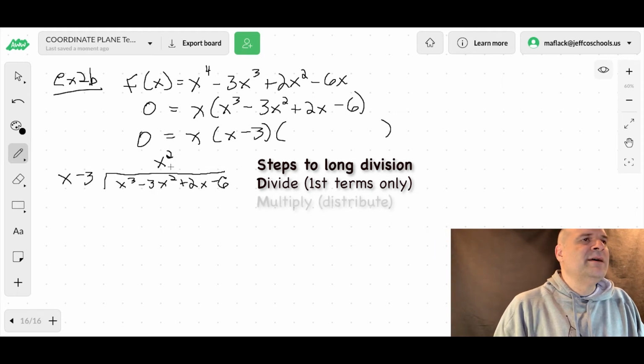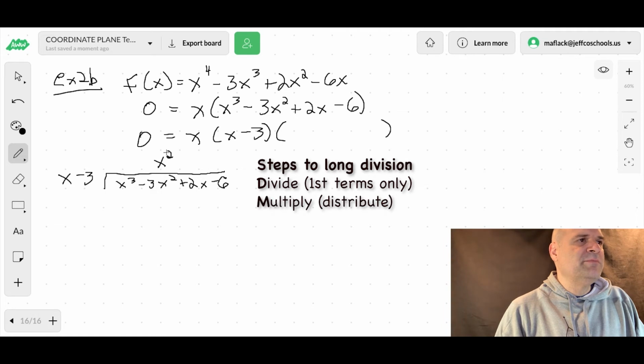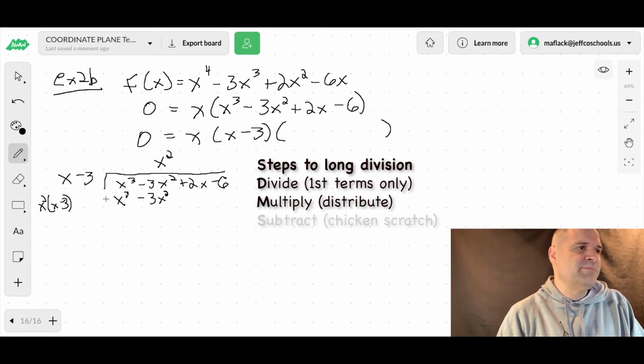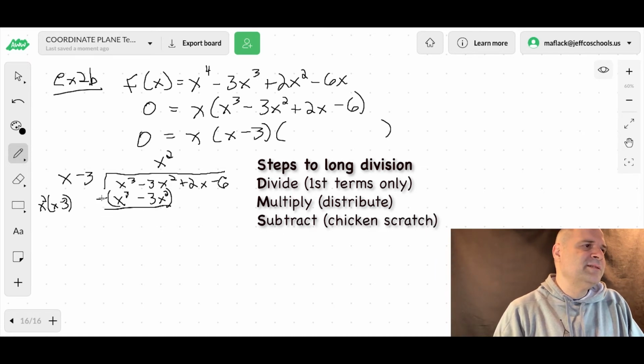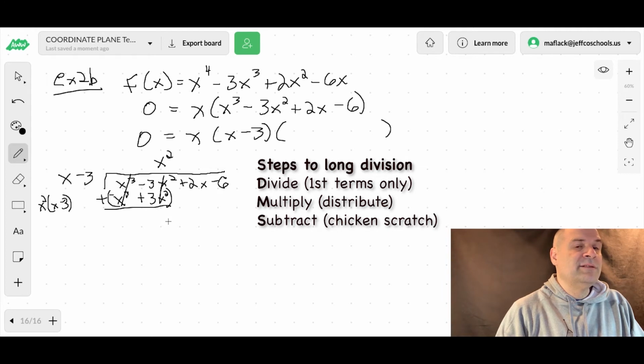Dirty monkeys. M, multiply. When you multiply, you're multiplying this x squared times this binomial, so we're going to distribute. x squared times x minus 3 equals x cubed minus 3x squared. Dirty monkey smell, so we're going to subtract this whole thing. When you subtract, to make it easier, chicken scratch everything. These guys cancel, and you're left with nothing.